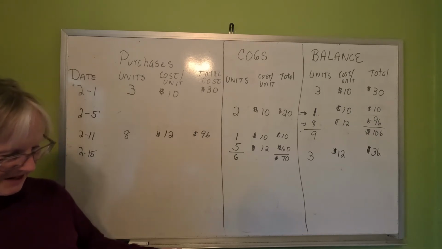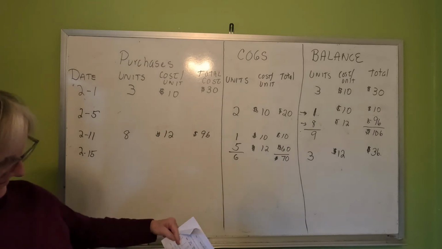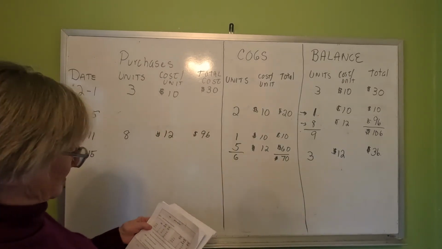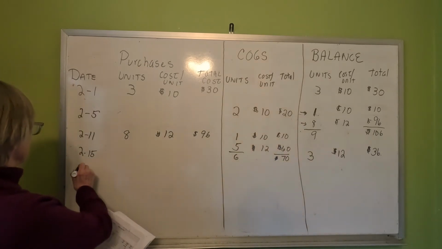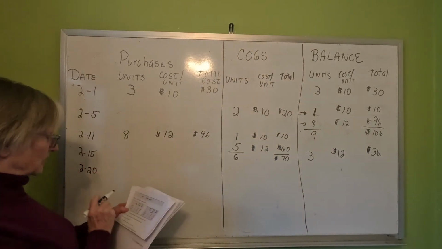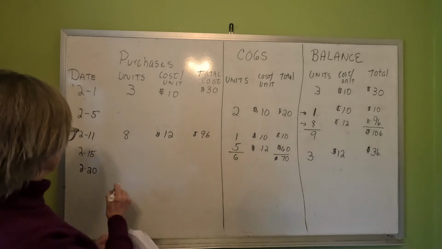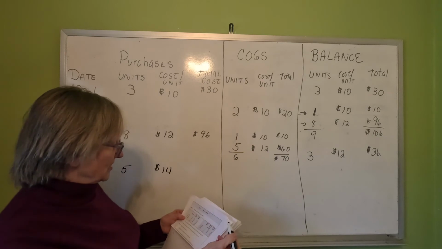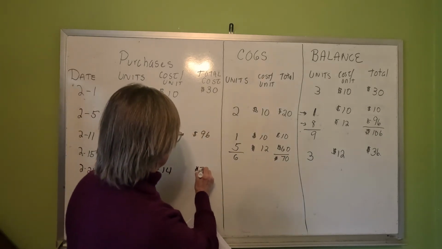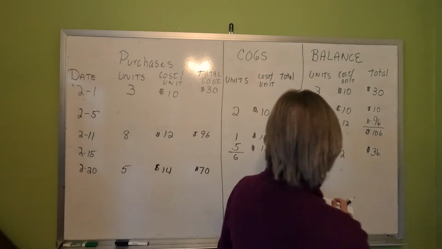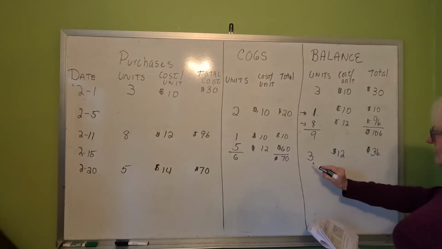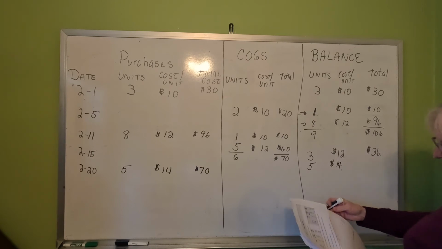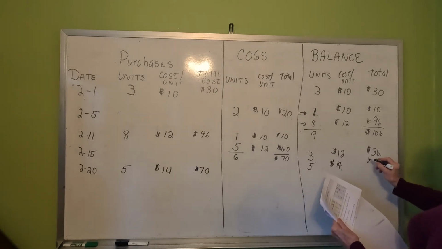So then our next date. Let's see, we did the 15th. Are we getting towards the end of this? Yes, the 20th. What happens then? On the 20th, we bought 5 units at 14. So we added to our inventory 5 at 14. That means we added $70 of inventory. So now we have the 3 at 12, and we just bought 5 at 14. So that's the 70.